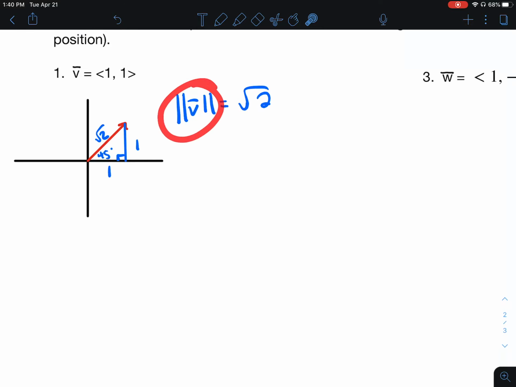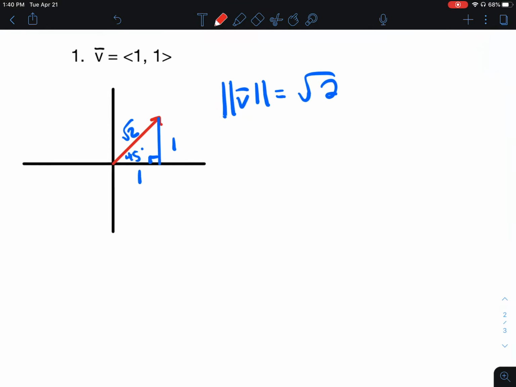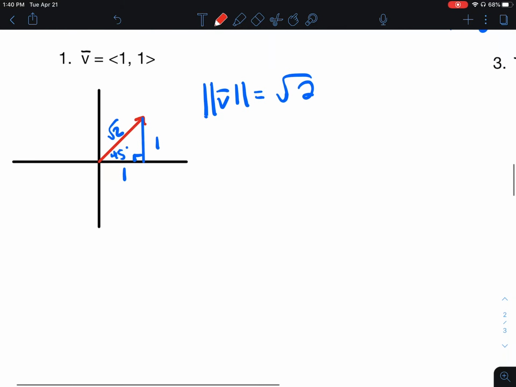Reminder, magnitude means length in this context. Sometimes it could mean speed. It could mean lots of things. In this context, it's length. And the direction in standard position, well, what is the angle formed with this vector and the positive x-axis? It's 45 degrees. So we're going to call this theta.